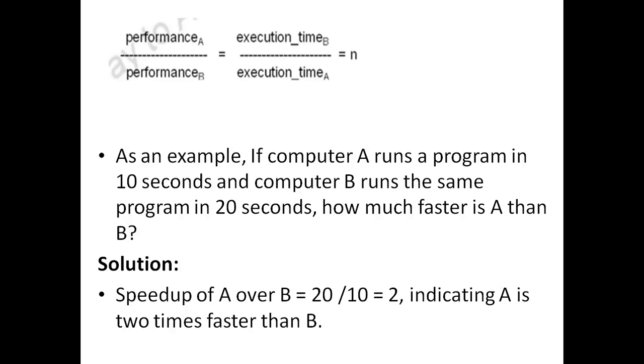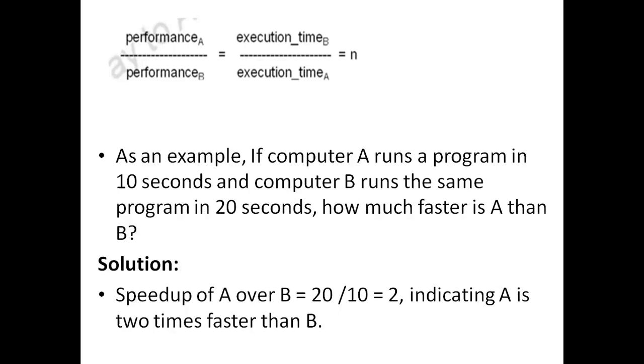So response time is nothing but the start and end time for a particular task. Throughput is the total amount of work done in a given particular time. CPU execution time is the total time the CPU spent for computing a given task.